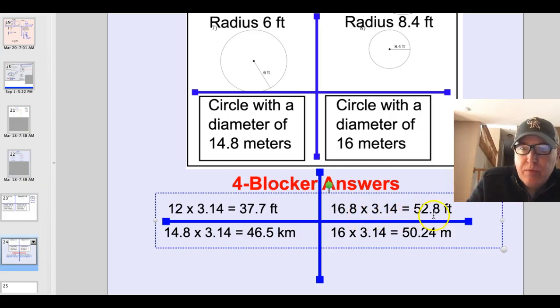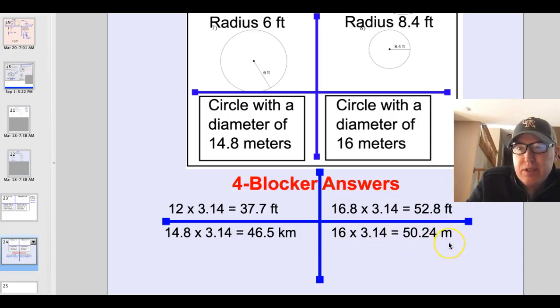16.8 times 3.14. 552.8. Here you already had diameters. Who cares? Just take and multiply it by 3.14. 15 times 3 would be about 45, so my answer looks good there. 16 times 3 would be 48, so my answer looks correct here as well. Notice how I'm just estimating to double check my answers.